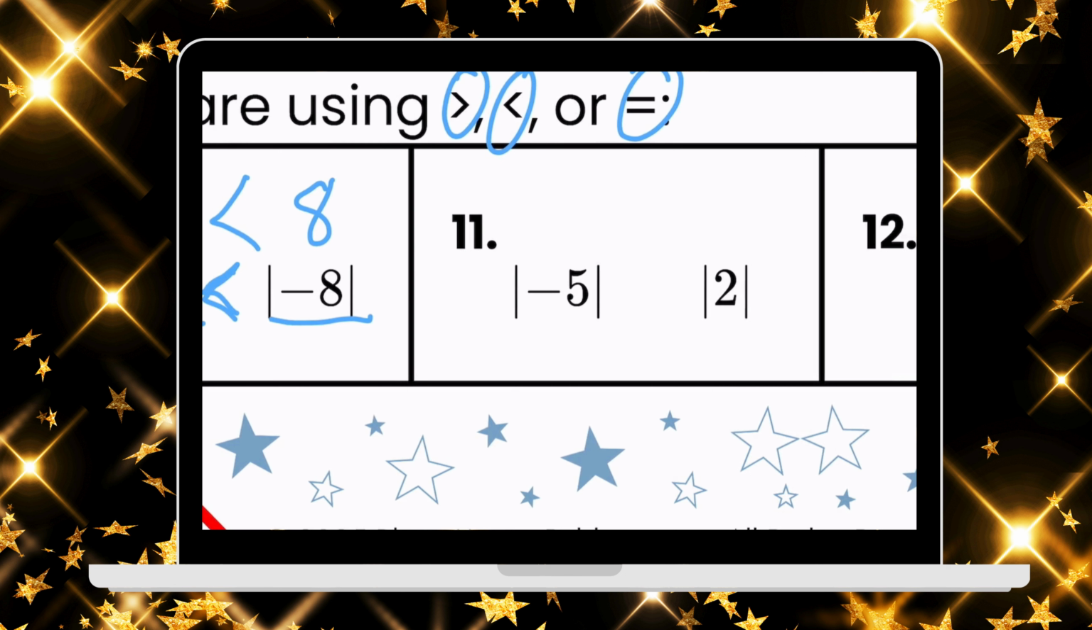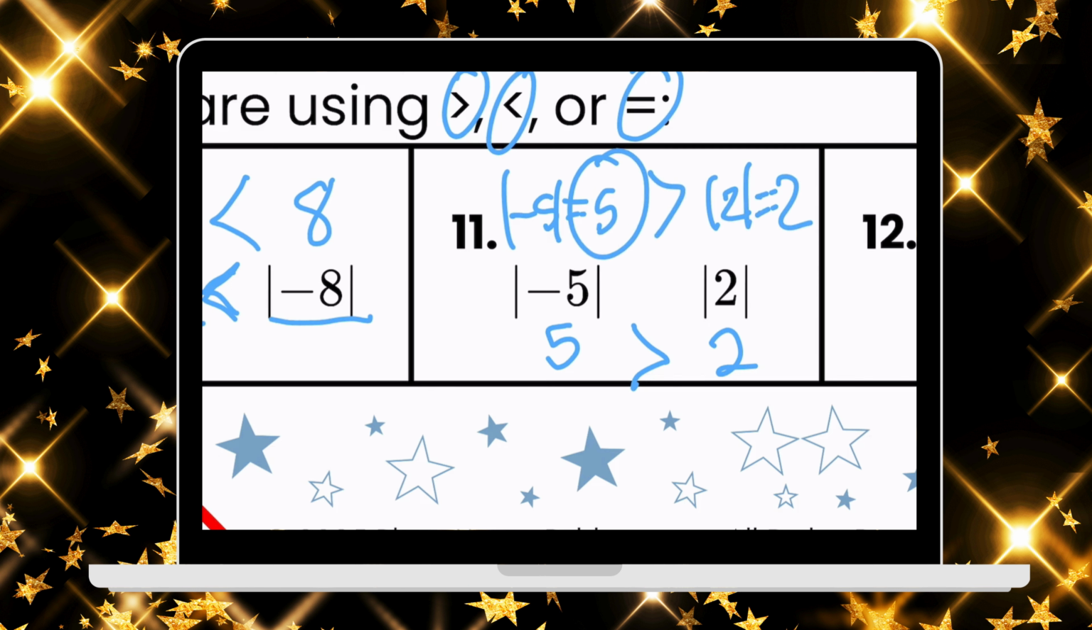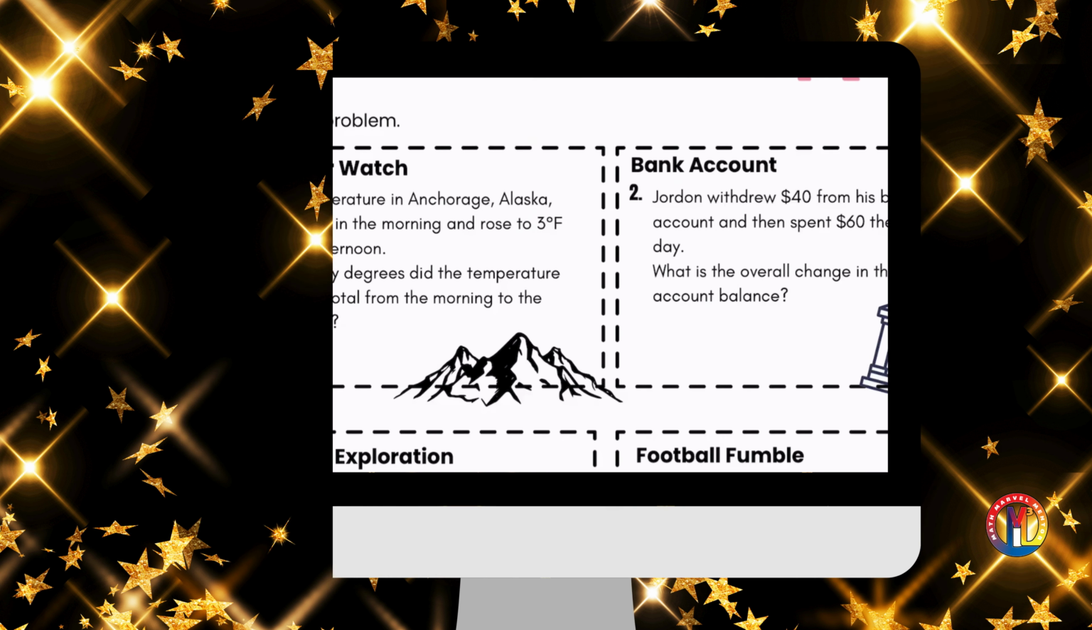And let's do one more like this. So the absolute value of -5, the distance from -5, this equals +5 because it's 5 spaces to the left of 0, and then 2 is only 2 spaces to the left of 0. So the absolute value of -5 is greater than the absolute value of 2 because the absolute value of -5 equals 5 and the absolute value of 2 equals 2. And we know that 5 is greater than 2.